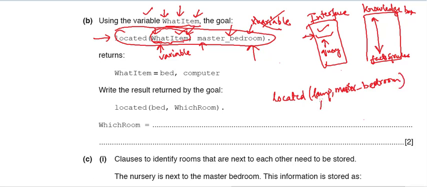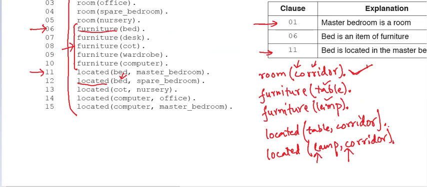In this case we are using lamp, which is not a variable, and we are also using master bedroom, which is not a variable. So we've given the exact question here: is the lamp located in the master bedroom? Based on this question, Prolog is going to look in the knowledge base and see if this is true or not. So if we go back to our clauses, when we look at the located predicate, these two and these four, we can see that the lamp is located in the corridor. It is not located in the master bedroom.